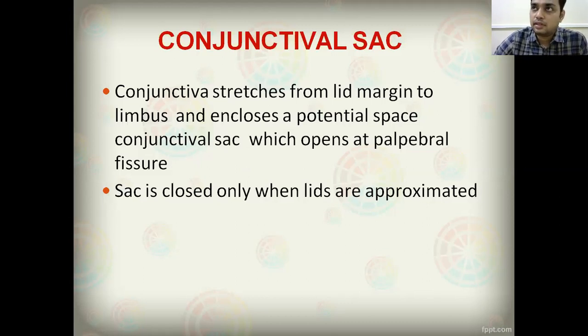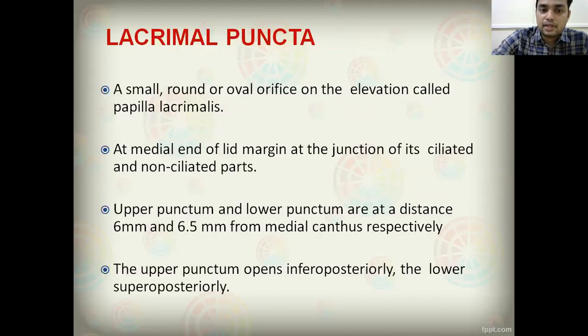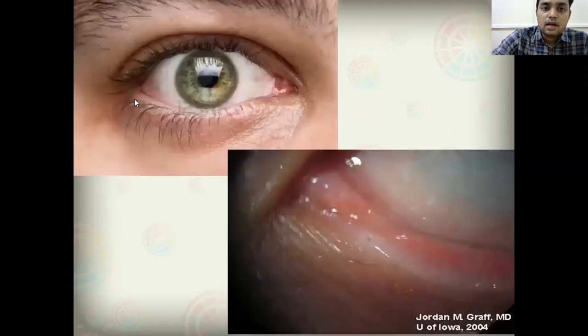So whatever tears are produced from the lacrimal gland first enter into the conjunctival sac. This is the eyeball, and from here we have the lacrimal gland. From here the tears are produced. They enter into the conjunctival sac, and whatever tears are secreted from the lacrimal gland are collected at the level of the medial canthus. Here we have a small round opening, which we call a punctum.